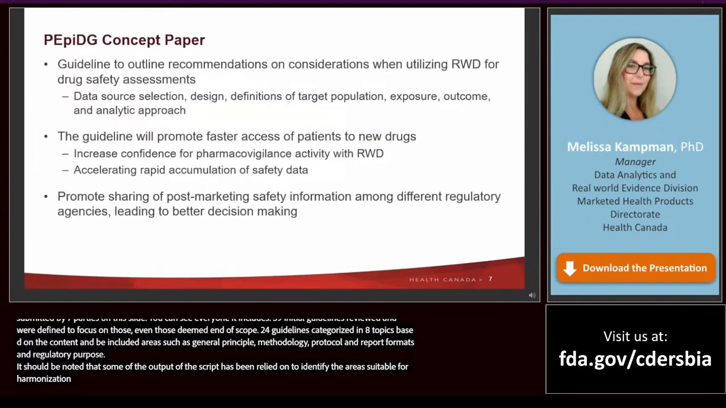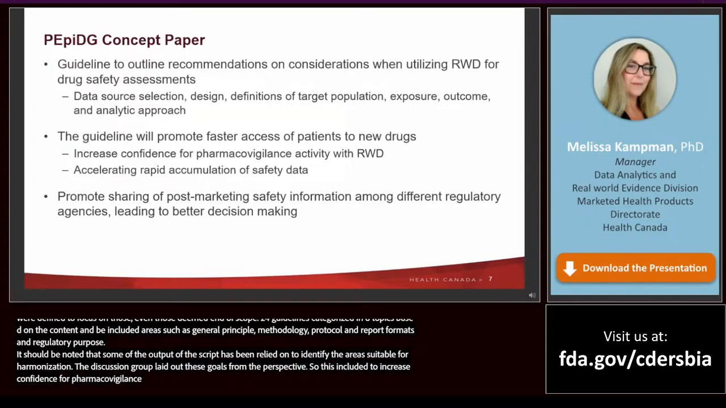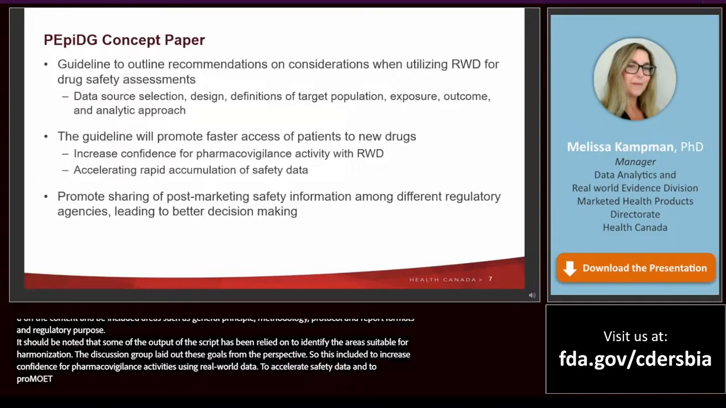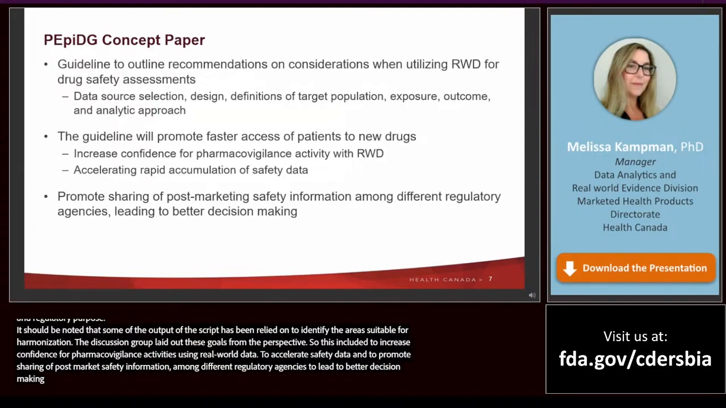The discussion group's final concept paper laid out some of the goals of the harmonization effort from their perspective. So this included to increase confidence for pharmacovigilance activities using real-world data, to accelerate accumulation of safety data, and to promote sharing of post-marketing safety information among different regulatory agencies, so to lead to better decision-making.